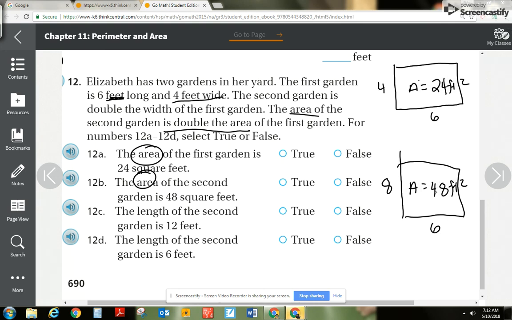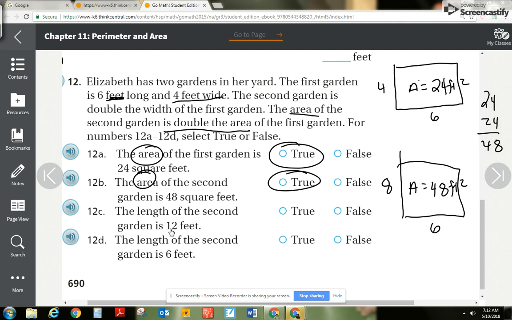All right, so let's take a look. The area of the first garden is 24 square feet. Yes, 4 times 6 is 24. That's true. The area of the second garden is 48 square feet. Well, yeah, it's doubled, and 24 doubled is 2 24s, and that's 48, so I'm correct.